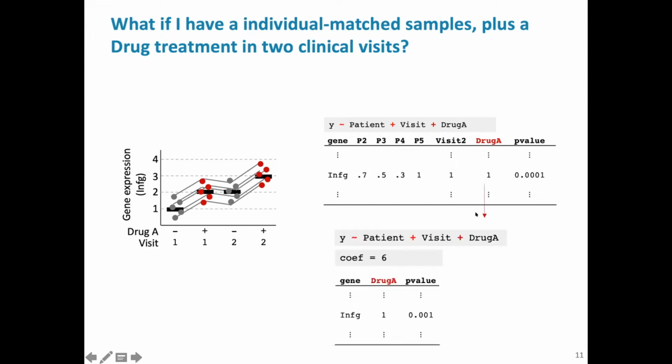But what you should do then is, of course, model all of them together, but then just take the coefficient 6, which is what is the effect of a drug, considering that we have different patients and different visits or different batches. And in this case, also the p-value will be different. It doesn't need to be smaller or bigger than the other one. I just want to emphasize that it will be different testing because you're testing different hypotheses.